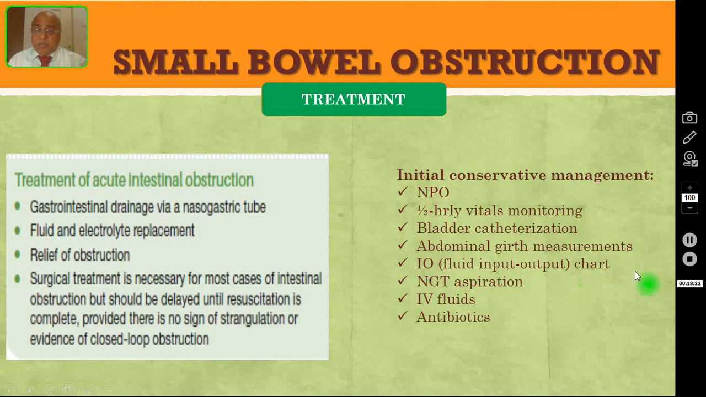You have to do input output, or measure urine output. You have to measure the abdominal girth also every now and then. NGT aspiration you have to do, you have to start IV fluids, and of course you have to start the antibiotics also. Broad spectrum IV antibiotics you have to give.